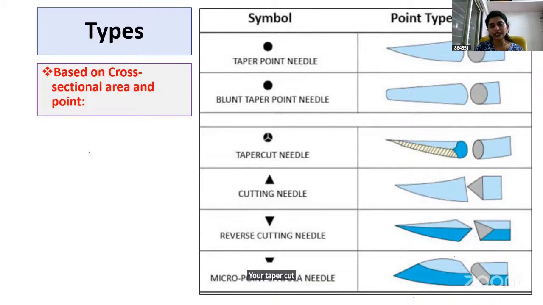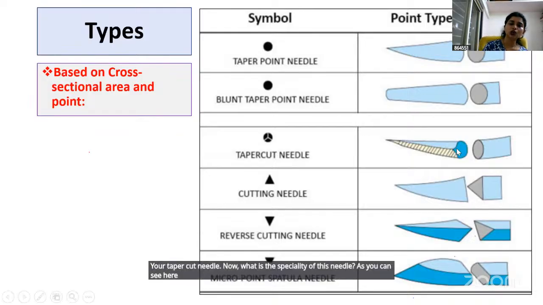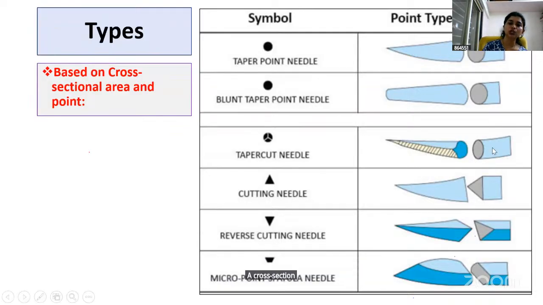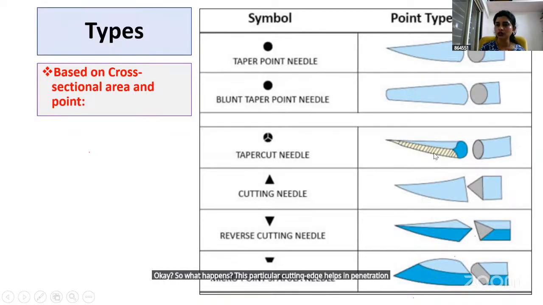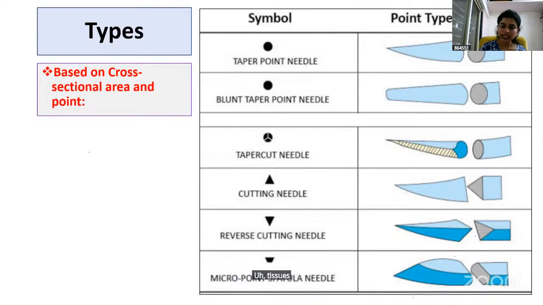Now what is the speciality of this needle? As you can see here, the cross section to begin with is circular, it is round. Okay? But at the end, when you come close to the needle point, it becomes sharp. It develops a cutting edge as it comes closer. So what happens? This particular cutting edge helps in penetration of the needle through the tissues, but then the entire body does not have the cutting edge. Okay, so that makes it atraumatic. Correct.